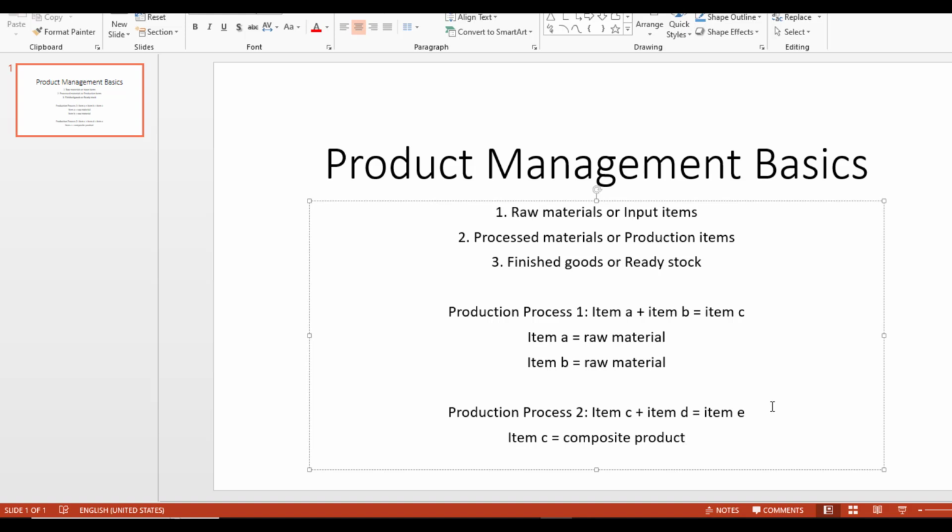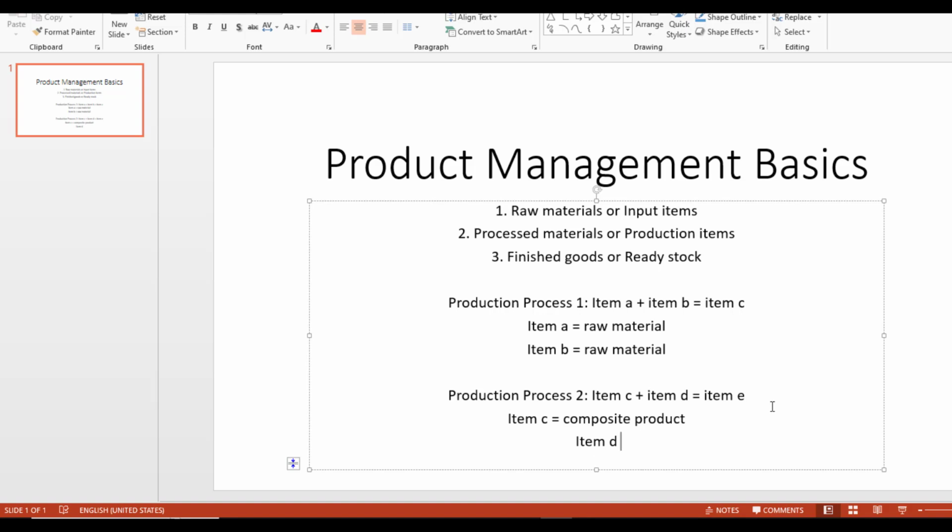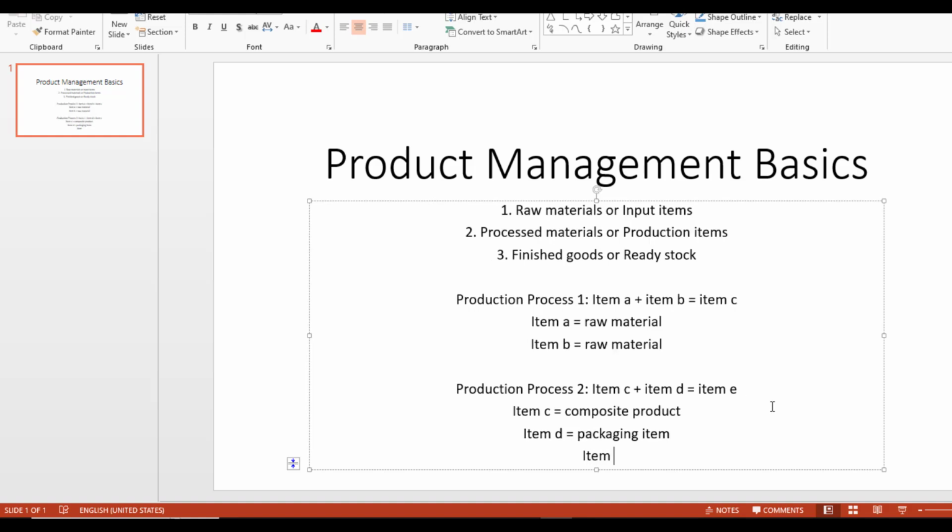Then let's assume here that item D is a packaging item. Do you understand? So maybe like a bag or like a box. Great. So what we have then is that item E is, say, our final product. You might have way more processes than this. So you can have item A, B, C, D, E, F, G, H all the way, right? But this is for illustration. This is what you have to do for your business.